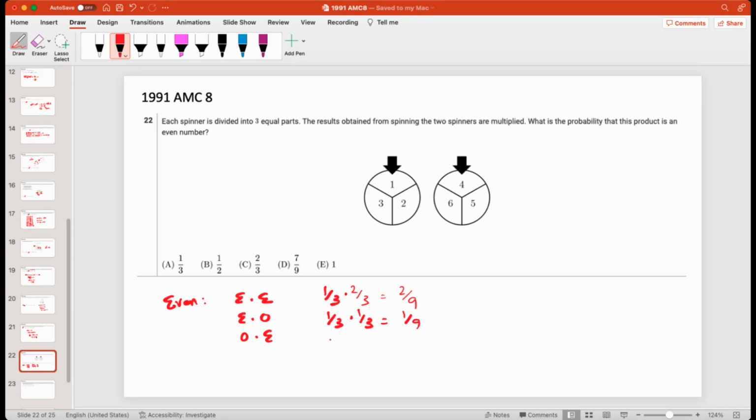Then the third case, odd and even. Here if it is odd, it's 2 by 3, right? And if this is even, it is 2 by 3, which is nothing but 4 by 9. So I just add all the three. 2 by 9 plus 1 by 9 plus 4 by 9 will give me 7 by 9. That's my answer. D, 7 by 9.